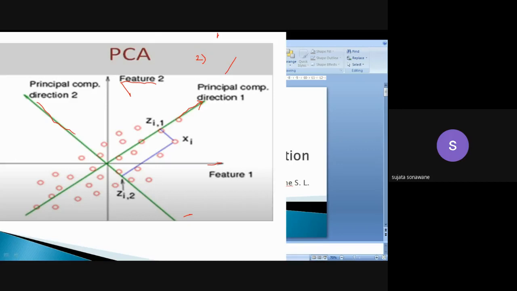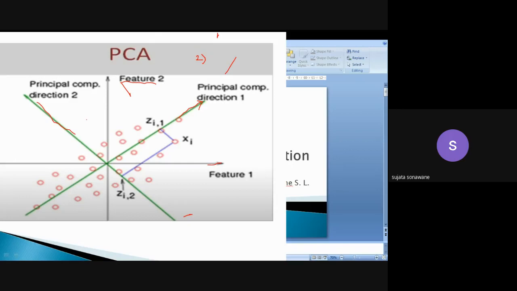Though we are getting these two principal components, which one is the best one? Again, we have to find out which one is the best. Here we have drawn only two principal components. We are not finding a third principal component. Why not? Because this feature space is only a two-dimensional feature space, right? This diagram shows only a two-dimensional feature space.